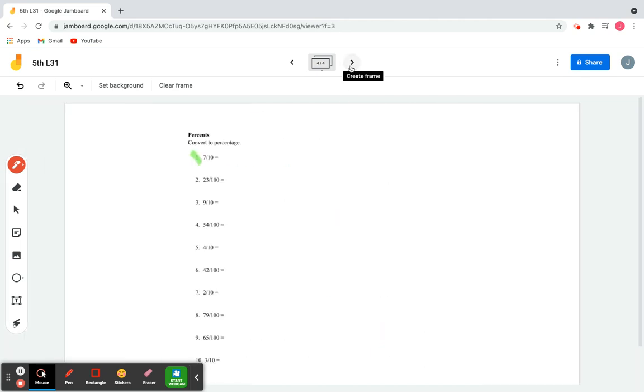And then the next one is percents. So we're going to convert this fraction to a percentage. We have 7 over 10 here. And I'm going to multiply 10 for both numerator and denominator. So this will be the same as 70 over 100. The percentage is always out of 100. So this will be 70%.